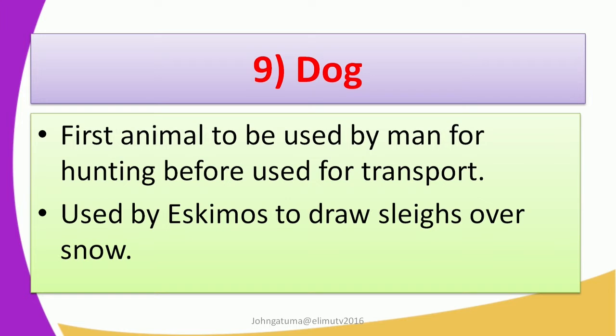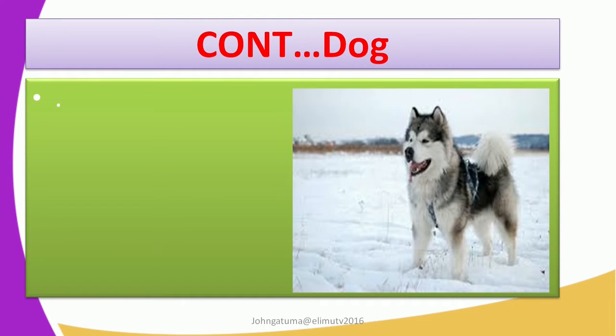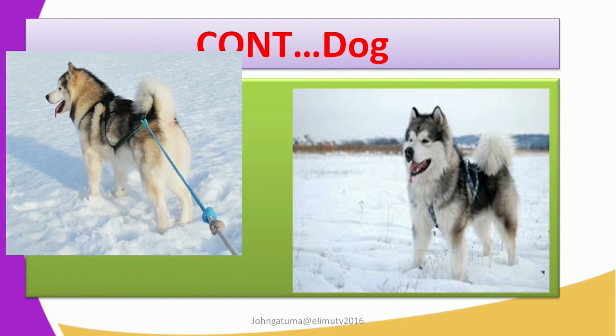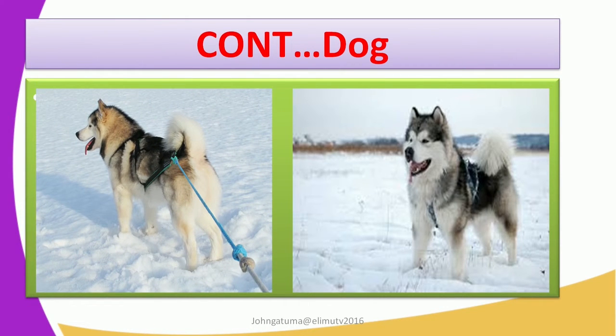Basically, those were the animals, but you can see the pictures of the dog. This is a picture of a dog pulling the sleigh. You can see it is pulling the sleighs over the snow. So these dogs were used to carry goods over the snow. So basically, those are the animals that we have managed to discuss today.